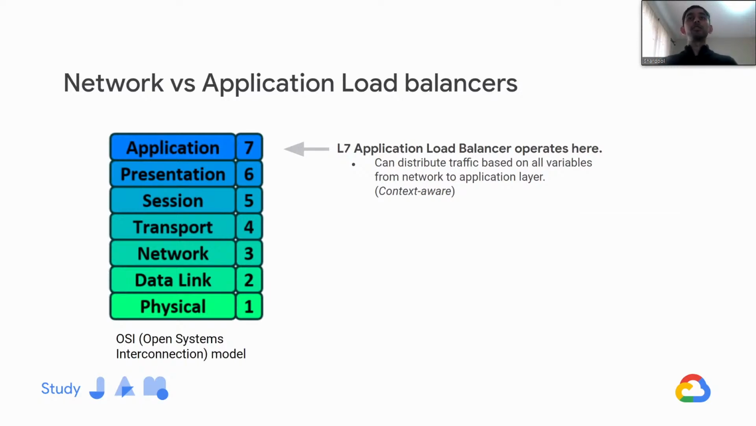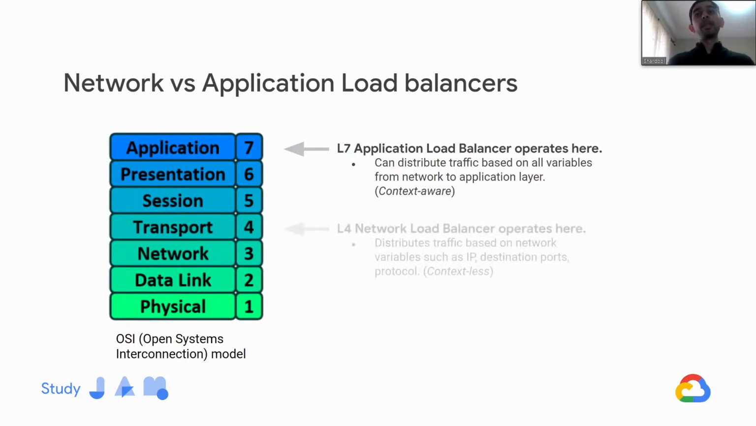It's essential to note the differences here, because being at the top, application load balancers can decide based on variables from the HTTP request and network, so all the way from 7 to 3. It can operate on all those variables and decide where to distribute traffic. This is called being context aware. Whereas network load balancers just rely on things like IP address, destination ports, and protocol.